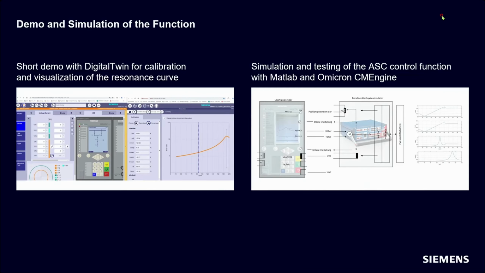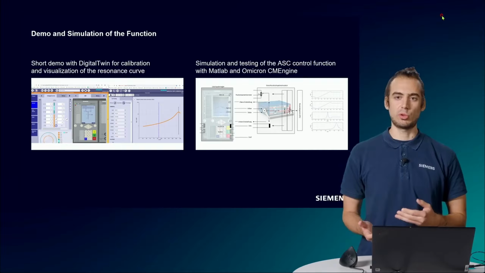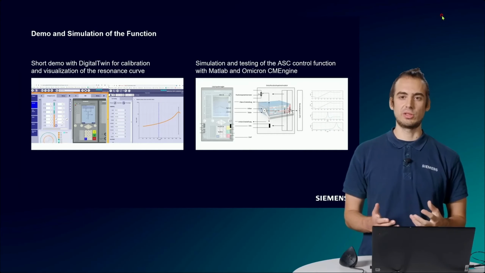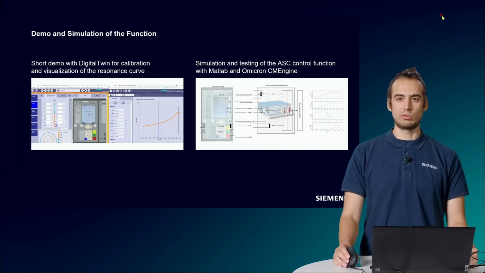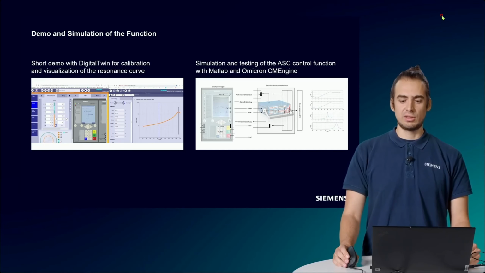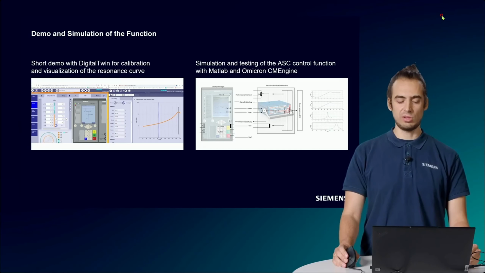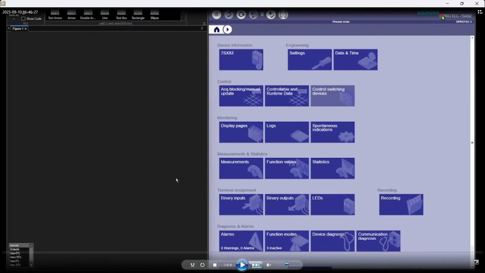So now we want to take a look at a second short example for a simulation. Here we now have a Siemens internal simulation which uses MATLAB and an Omicron CMC. And the Omicron CMC here simulates the behavior of the arc suppression coil and the resonance curve, and it's connected to a real physical SIPROTEC device. And here we can see a bit more of the behavior of the control function. So yeah, here we can change to my screen again, so we can show the recording.